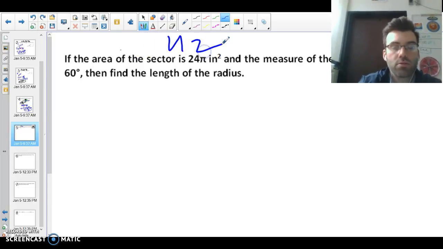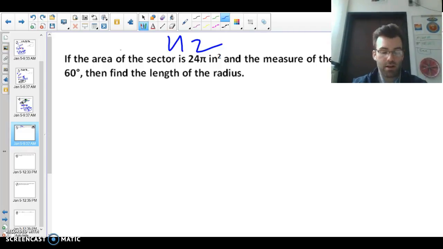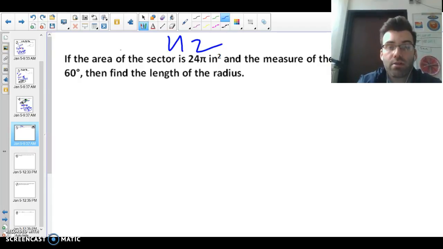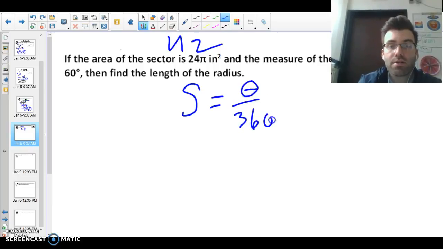The area of a sector is 24 pi inches squared, and the measure of the central angle is 60 degrees. Find the length of the radius. So we're looking for the area of a sector formula in degrees, the one with our 360. We do S equals theta over 360, because that's in degrees, times pi r squared.